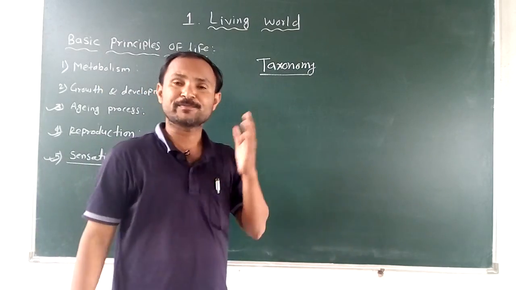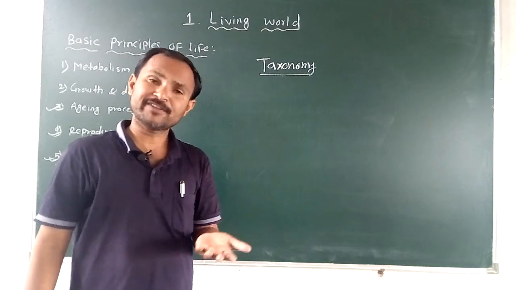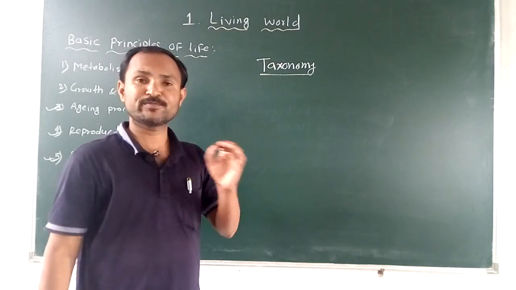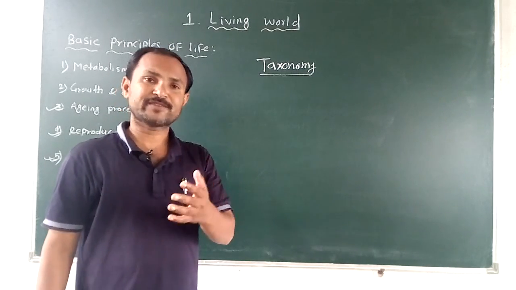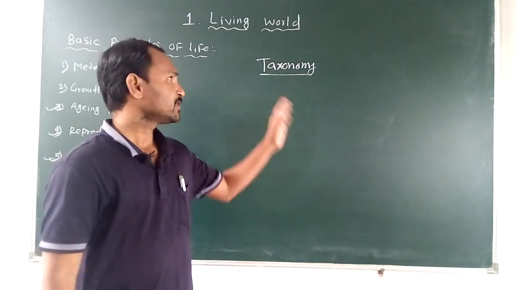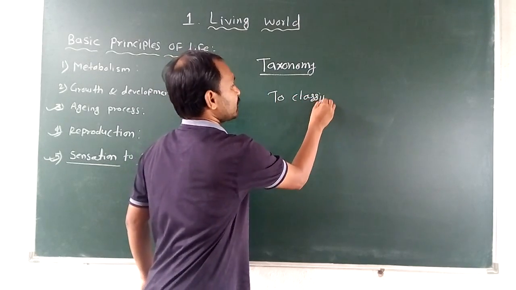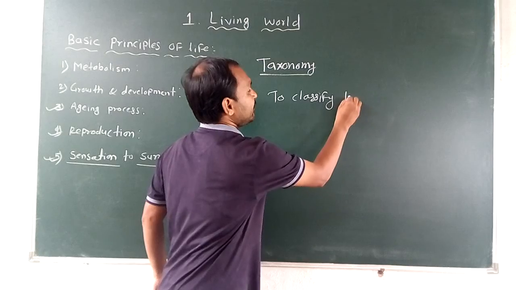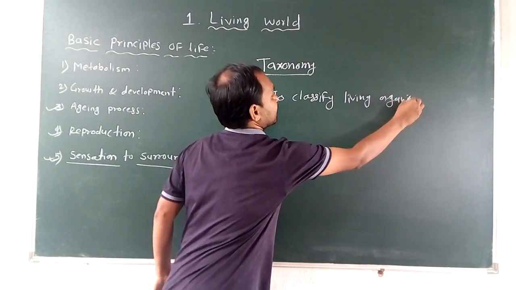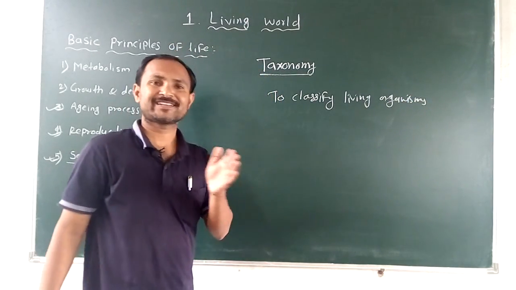With the help of this branch we can classify the living organisms in a systematic way, and then we can study them. Remember, taxonomy is a very important term. In the next chapter we will see who discovered taxonomy and what the meaning of taxonomy is. But remember that it is used to classify living organisms. With the help of taxonomy we can classify them.